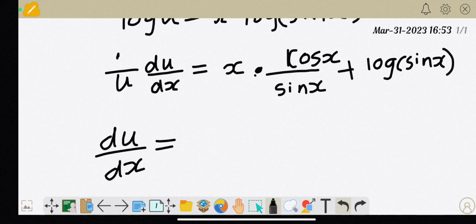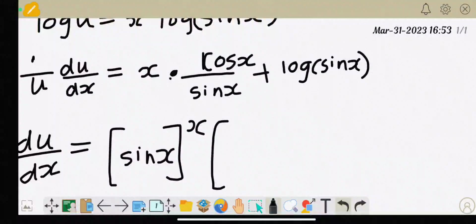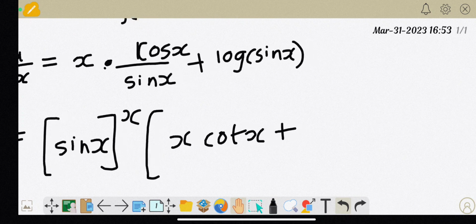Later, du by dx is equal to, here cos x by sin x you can write as cot x. So u, take it to the side. What is u? It is sin x to the power x, into this term: x, here cos x by sin x will be cot x, and log sin x as it is.